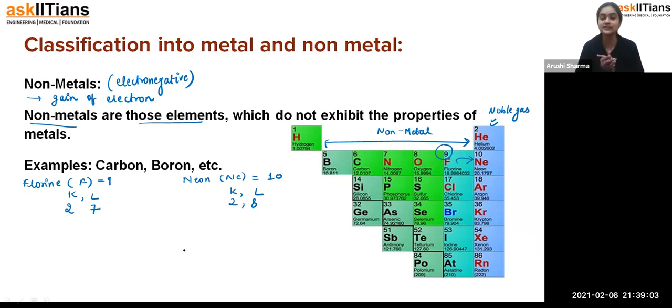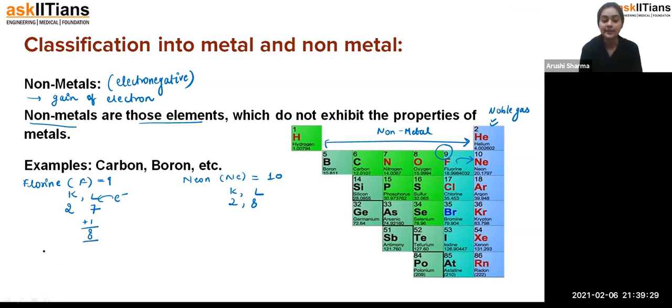Exactly, because students, there is some limit to gaining electrons and losing electrons. Fluorine can't lose its 7 electrons. It is very difficult to lose the electrons. That is why, students, non-metals are those type of elements which gain electrons. Fine. So when one electron is added here, it will convert to 8.